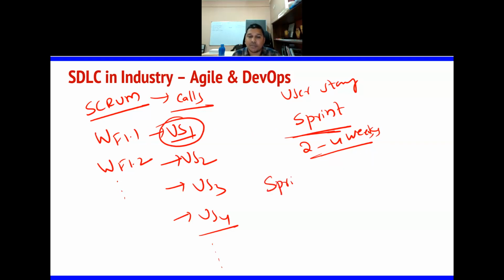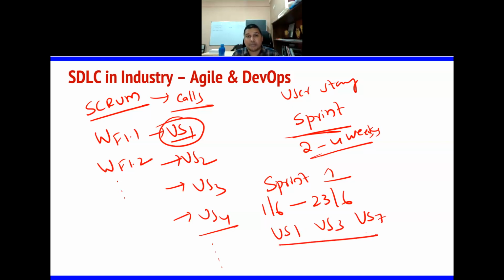So each sprint, sprint 1 is from 1 June to 23 June. In this, they are planning to complete user story 1, user story 3, user story 7. These three are planned, committed. Now, after the sprint is completed, the three requirements are completed by three different people.